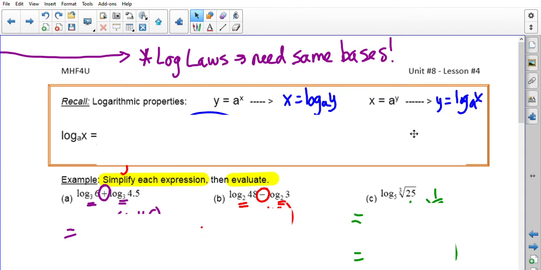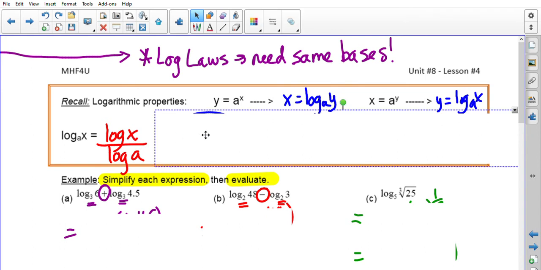All right, and now those other log properties that we went over last lesson. We know log x to the base a can actually be evaluated by doing log x divided by log a. We typically try to resort to that when we can't find a common base.